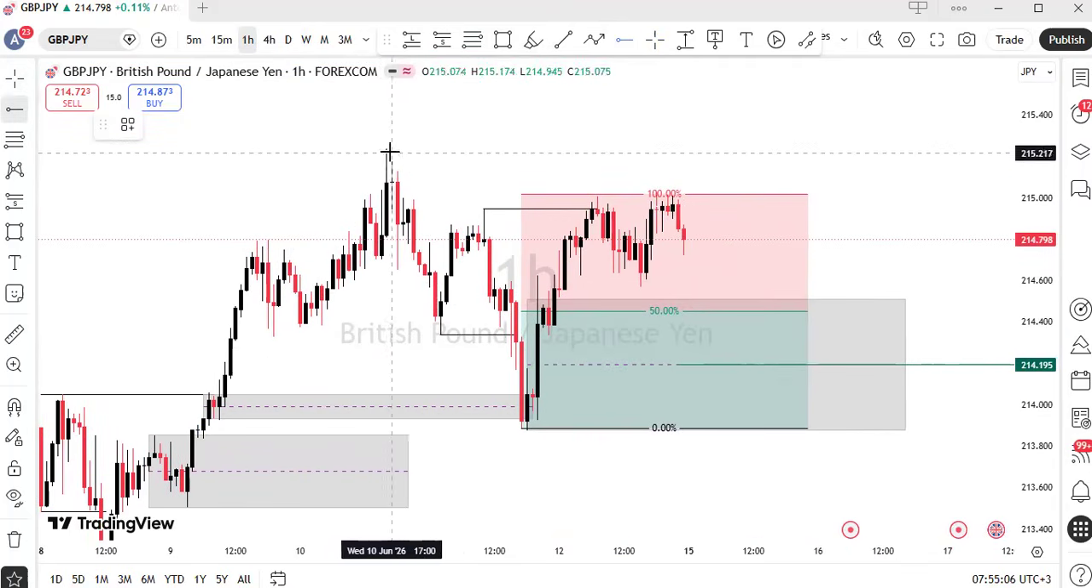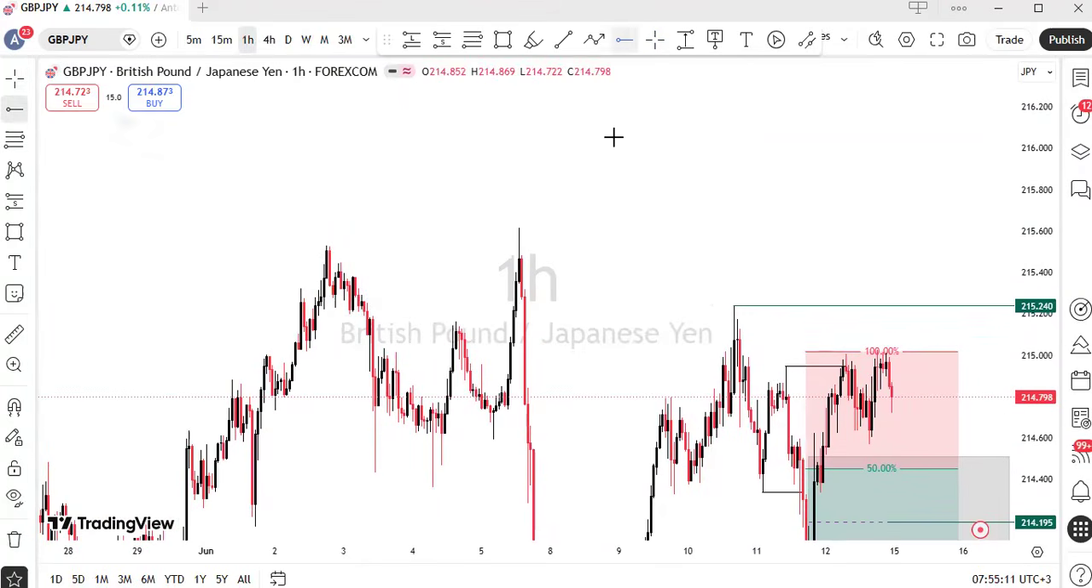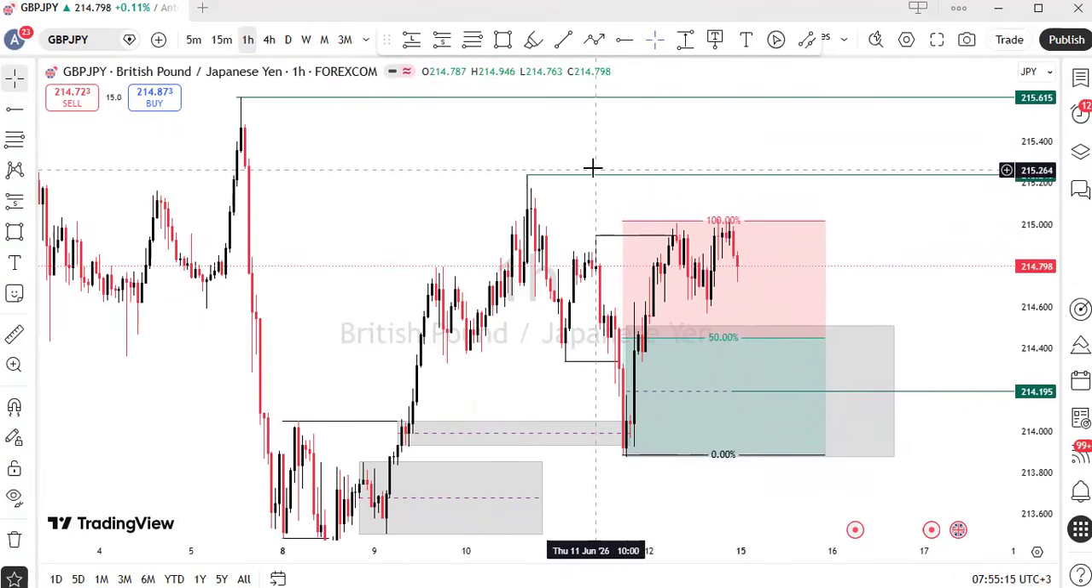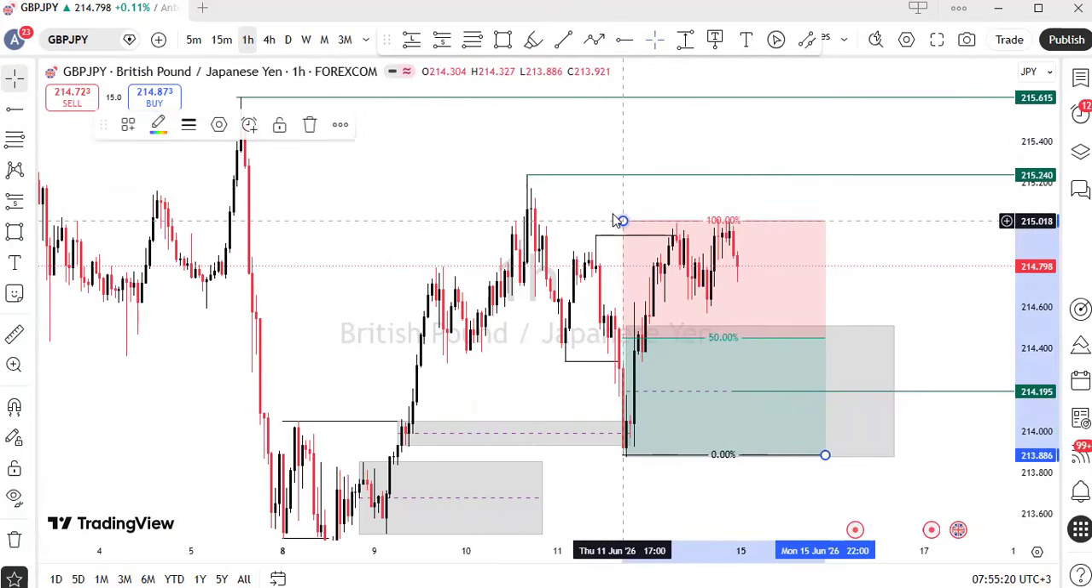And where is your target? Your target should, of course, be this high. Okay. And if you decide, you can still hold up to this area. But I would advise at least make sure your target is around this area or this high around that area.